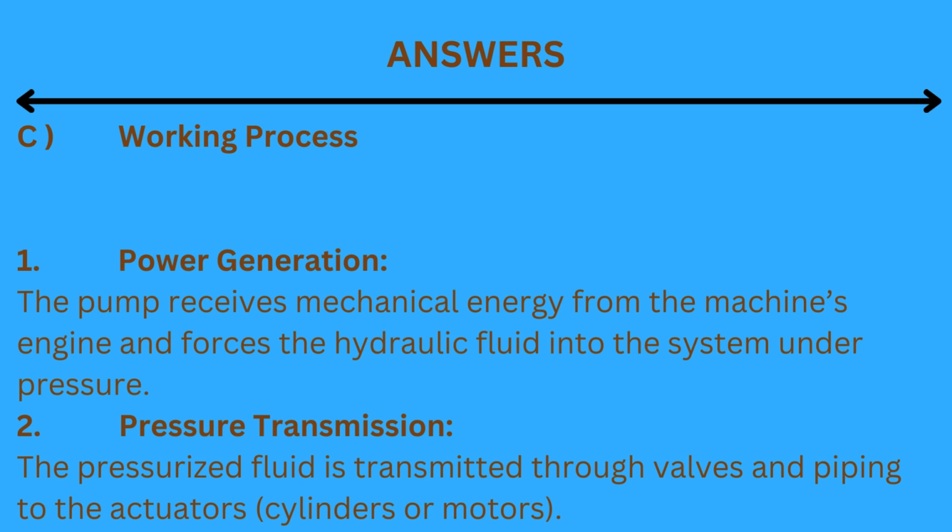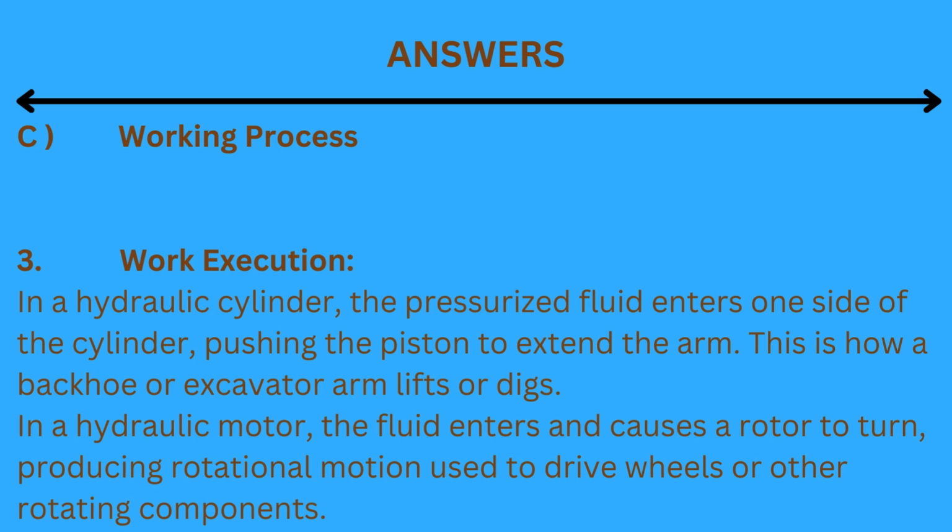C. Working process. 1. Power generation. The pump receives mechanical energy from the machine's engine and forces the hydraulic fluid into the system under pressure. 2. Pressure transmission. The pressurized fluid is transmitted through valves and piping to the actuators, cylinders, or motors. 3. Work execution. In a hydraulic cylinder, the pressurized fluid enters one side of the cylinder, pushing the piston to extend the arm. This is how a backhoe or excavator arm lifts or digs.